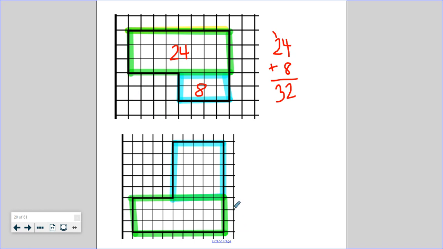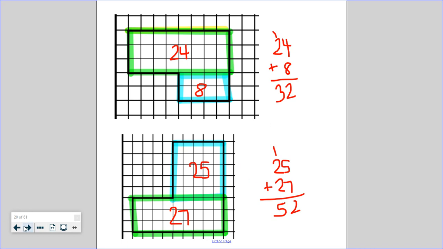Down here I have a bigger rectilinear figure, and I drew a line to partition it into this blue rectangle and this green rectangle. This one up here is 5 by 5, and 5 times 5 is 25, so this rectangle has an area of 25. This one down here is 9 by 3, so 9 times 3 is 27. Then we add those two together: 25 plus 27 equals 52. We did this yesterday, so that might look familiar to you.